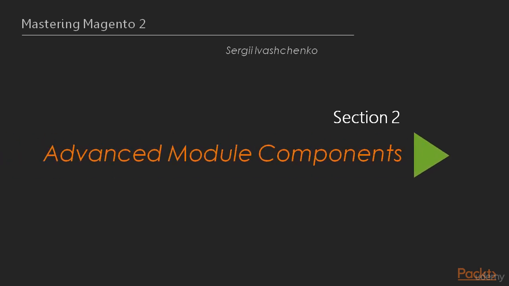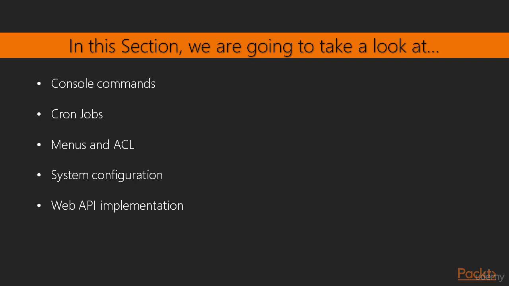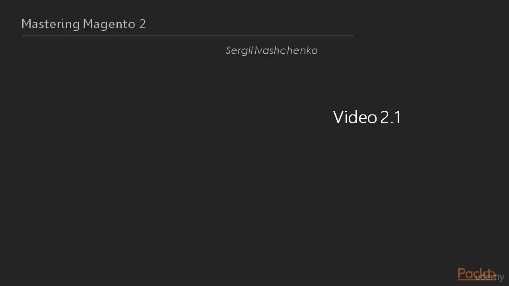Now we are going to start section 2 of Mastering Magento course, Advanced Model Components. In this section we are going to take a look at console commands, web API implementation, menus and ACL, system configuration entries, and cron jobs declaration.